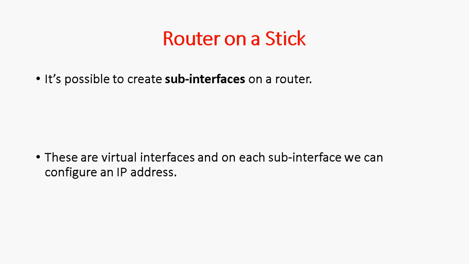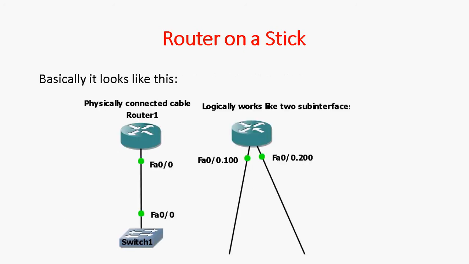Now it's possible to create a sub interface on a router. These are virtual interfaces. While you're creating the sub interface, that interface is a virtual interface. For each sub interface we can configure an IP address. Basically it looks like this. In the first diagram, a physical cable connects the router and switch. This is the physically connected cable. But once you create the sub interfaces, it works like two virtual interfaces.